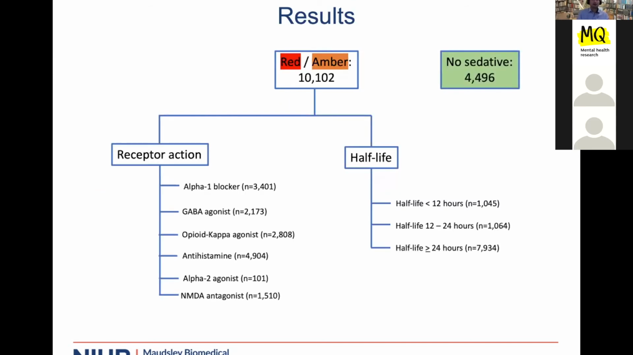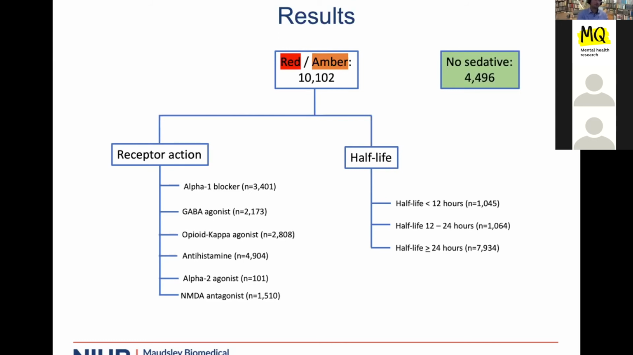And so those are some of our exposure groups, any sedatives, and then the red, amber, and yellow. We also looked in now only red, amber at the receptor action, and you see basically it's pretty much almost evenly distributed. Most common are antihistamines in terms of sedative effects. Very uncommon are alpha-2 agonists in our population, and NMDA antagonists, which are actually anti-dementia medications, are somewhere in the middle. Half-life, you see most common is actually a long half-life, and that's also because if a patient was on several medications, we classified them according to the medication with the longest half-life.